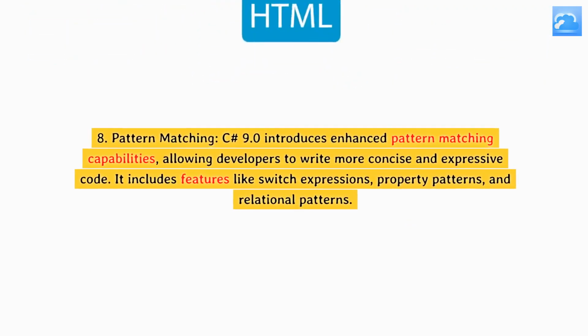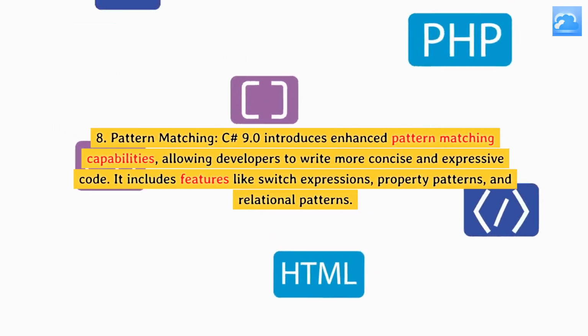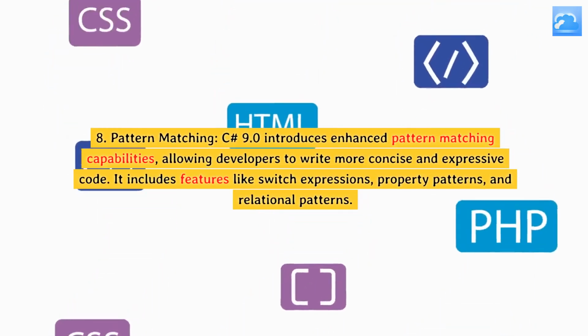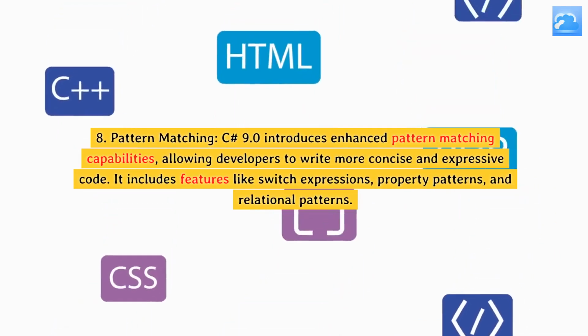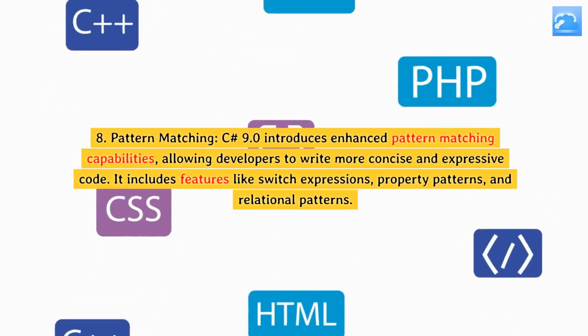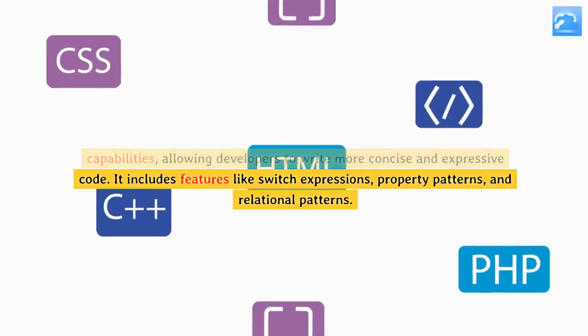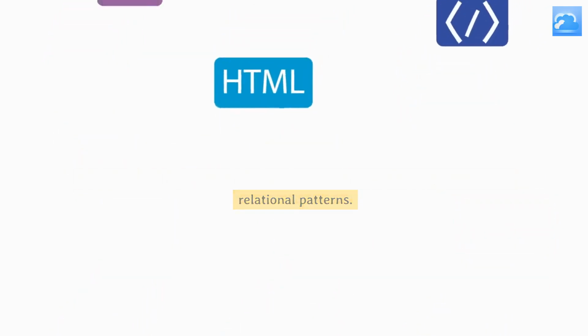8. Pattern Matching. C# 9.0 introduces enhanced pattern matching capabilities, allowing developers to write more concise and expressive code. It includes features like switch expressions, property patterns, and relational patterns.